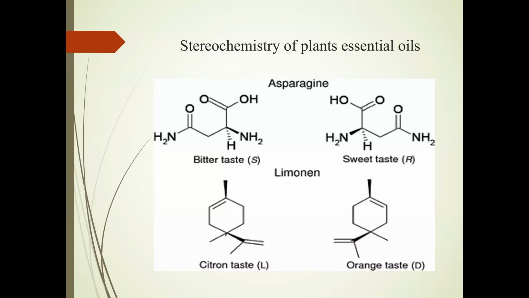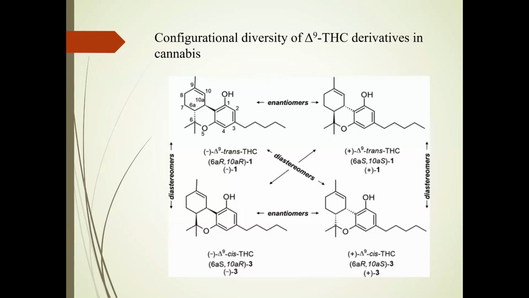And limonene has a citron taste in its L enantiomer, while the D enantiomer has an orange taste. This means that the enantiomeric composition has some biological effects. I'm just trying to show some more examples. Let's have a more important example like THC derivatives of cannabis.